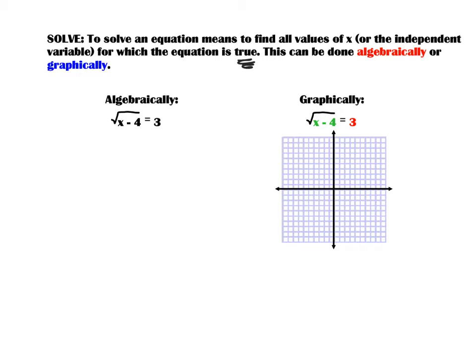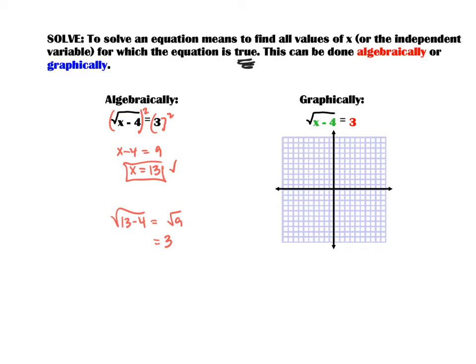Anytime you have a square root, in order to isolate x, what we want to do is square both sides. When we square a square root, those inverse operations negate each other, leaving us with x minus 4. And when we square 3, we get 9. Therefore, x equals 13 should be a solution to this equation. Let's see if that's true. Let's plug in 13 minus 4, which equals the square root of 9, which equals 3.